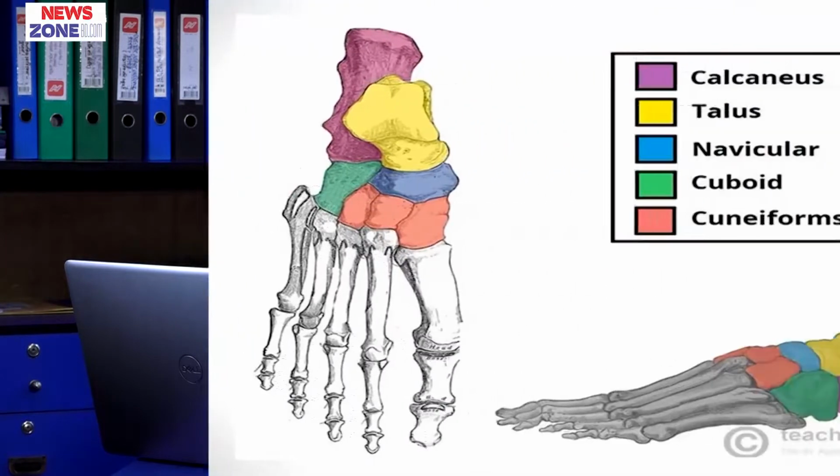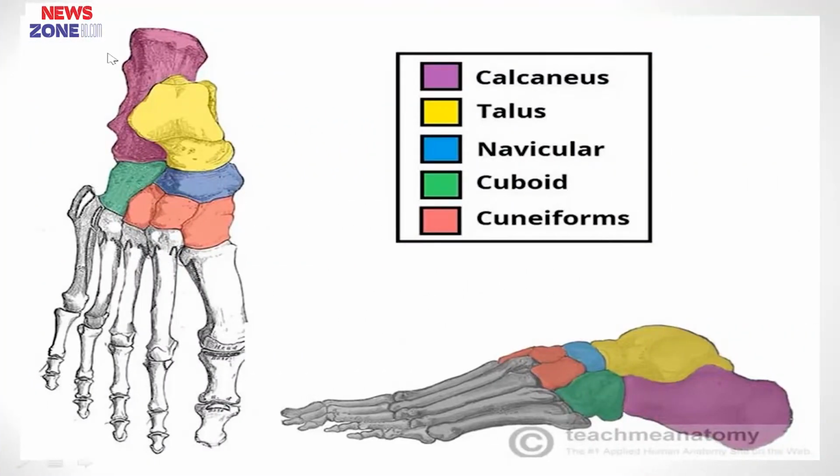In this figure, we can see this is calcaneus, this is talus, this is navicular, this is cuboid bone, and these 3 are cuneiform bones.